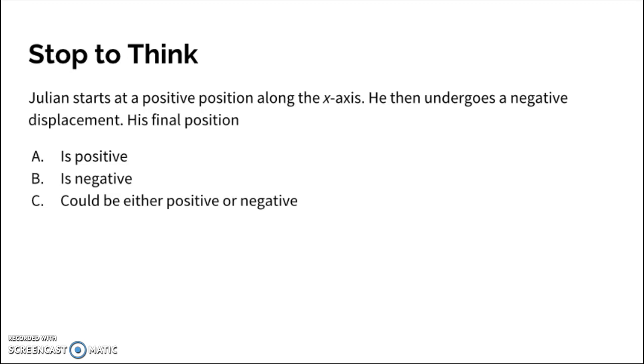So if Julian moved, let's say, a negative 3 meters, but he started at a location of positive 5, that means he's at a location at positive 2 meters in the end. Whereas if he started at, let's say, 2 meters and then moved a negative 3 meters, he'd be at negative 1 meters. So in both those instances, we have a negative displacement. But it could have been either positive or negative depending on Julian's initial position.